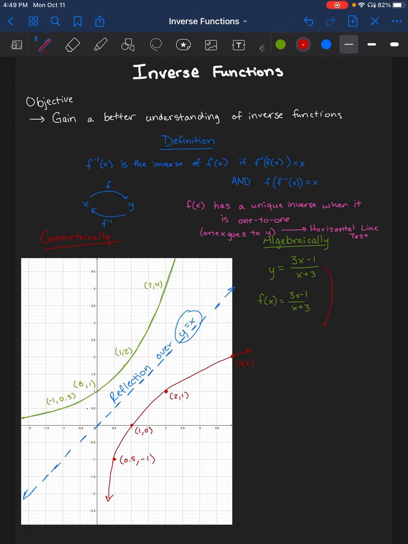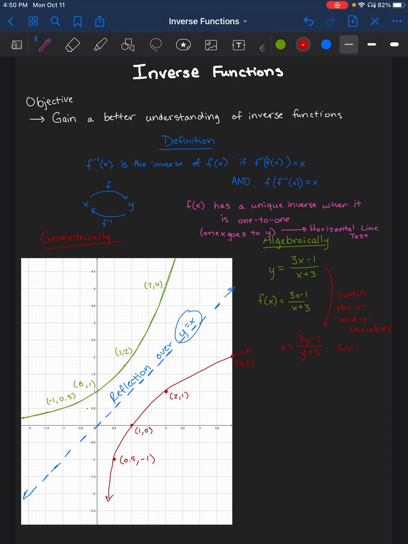And probably the most important thing to do first is to do kind of what I was doing graphically, which is I need to switch the x and y variables. So that means every time I have an x, I'm going to turn it into a y, and every time I have a y, I'm going to turn it into an x. Well, x equals 3y minus 1 over y plus 3.